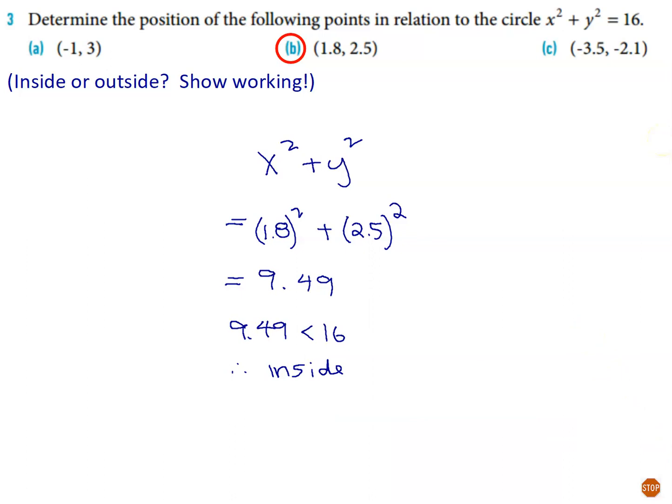So my suggestion for you is have a go on your own at question C and check the answer in the back of the textbook. And we'll stop there. Just a quick introduction to equations of circles.